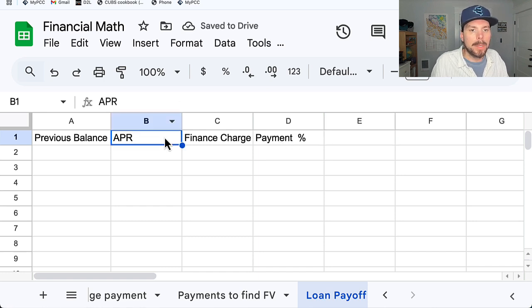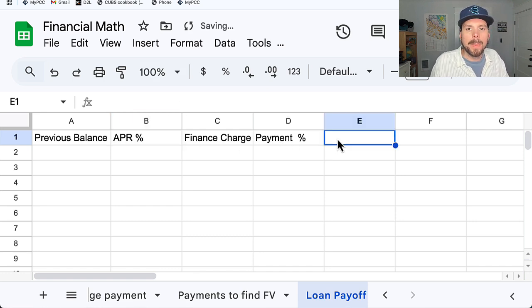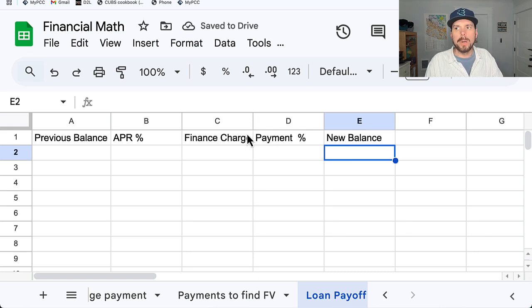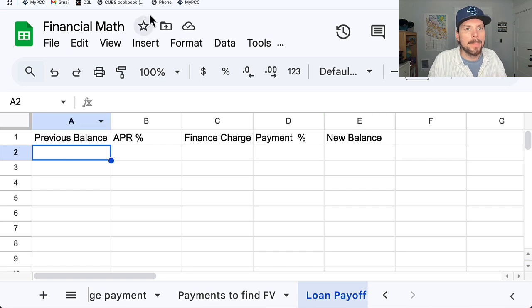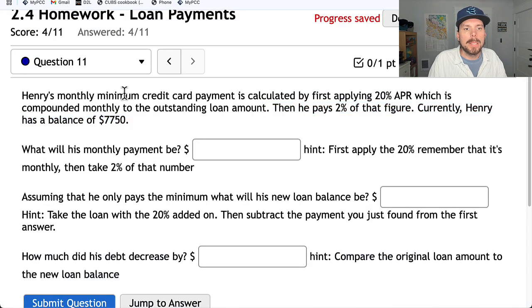APR is also a percentage there, if that helps. And then we'll have a new balance. They're not considering any new charges or credits to the account, but we would also, along the way, potentially add charges or spending and subtract credits, which could be refunds or payments or things like that, outside of the standard monthly payment. I think that's everything I need.